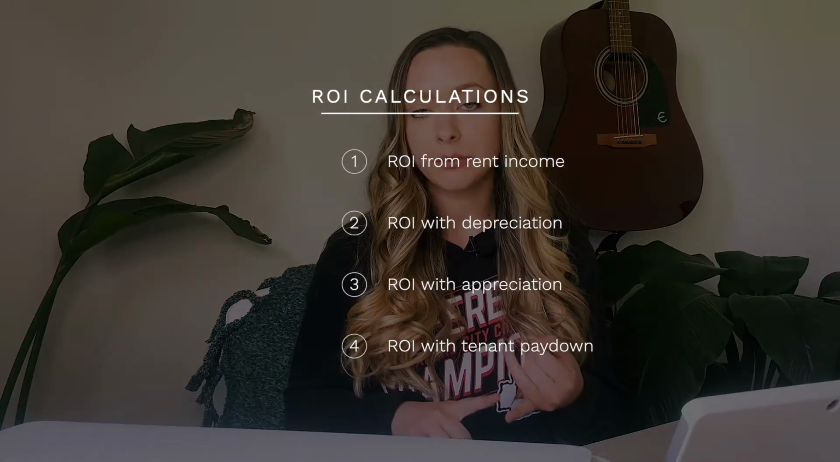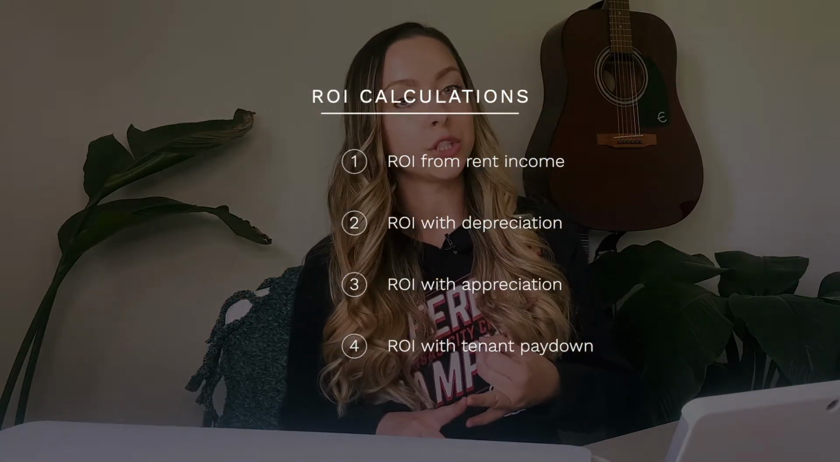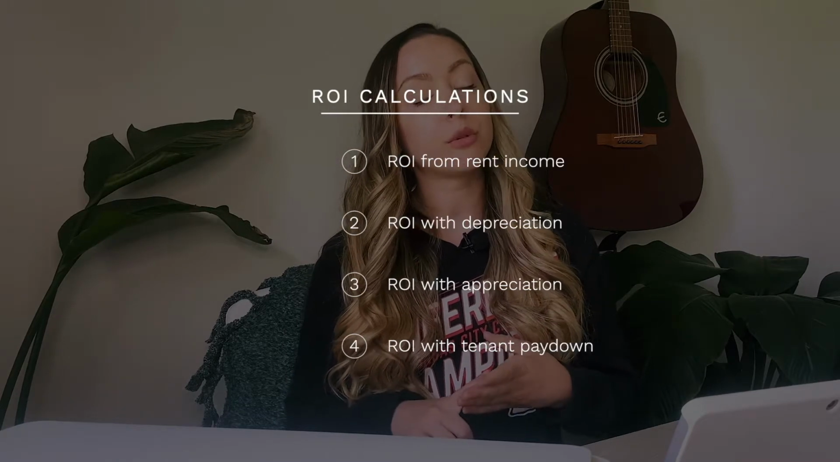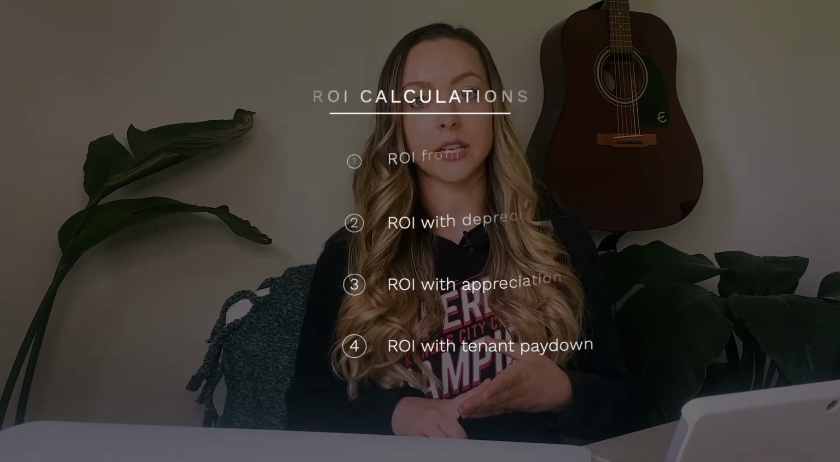So now that you know how to calculate your net operating income and your cash flow, let's calculate your ROI. There are 4 very important calculations that you'll want to know in order to successfully and strategically grow your portfolio. Number 1 is ROI from rent income. Number 2 is ROI with depreciation. Number 3, ROI with appreciation. And number 4 is ROI with the tenant paying down your mortgage.